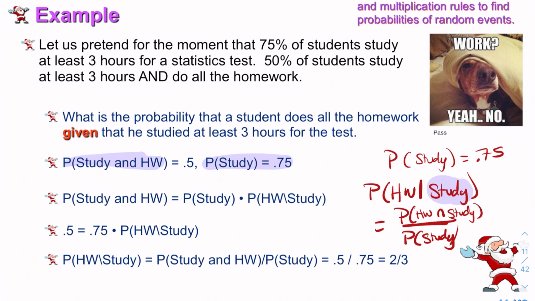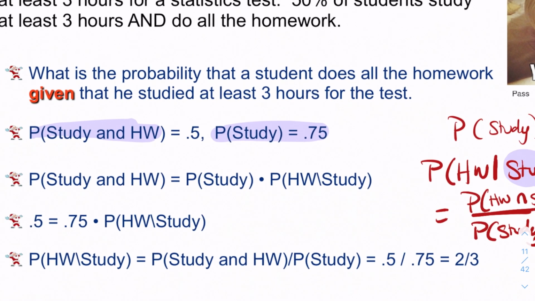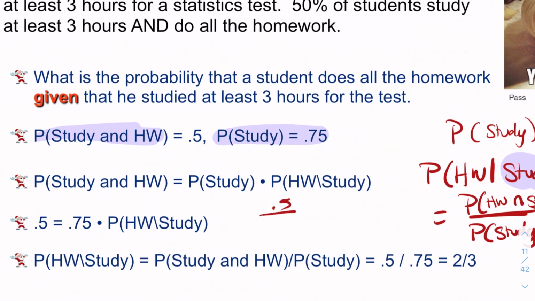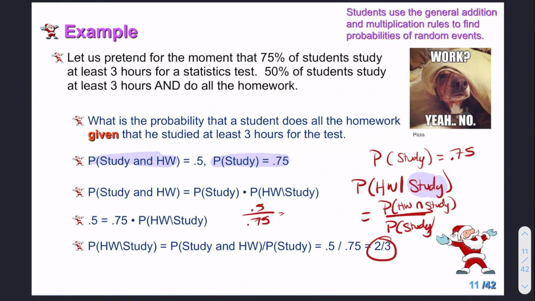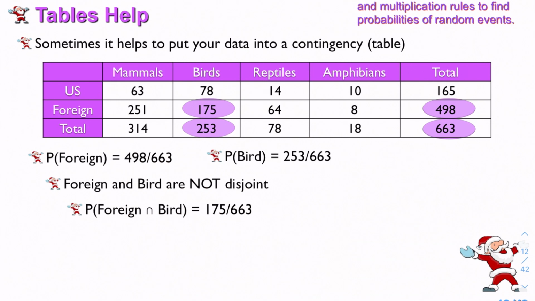So in this case, our setup would be 0.5 divided by 0.75 is equal to the conditional probability that they did their homework given that they were already part of the study group, which is 2 out of 3. We'll do one more, and then we're going to take a break and come back in the next video.